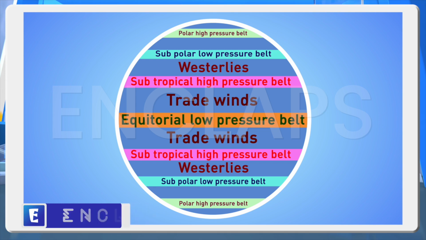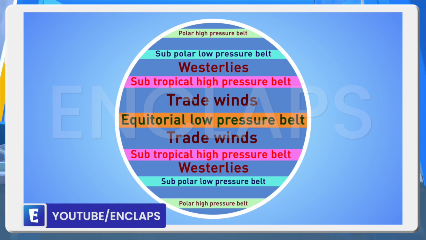Next is about westerlies. Westerlies are winds that blow continuously from the subtropical high pressure belt to subpolar low pressure belt. They are called westerlies because the direction of these winds is mostly from the west. Due to the vast expanse of oceans in the southern hemisphere, these westerlies are stronger in the southern hemisphere than in the northern hemisphere. Another interesting fact about westerlies is that they are known by different names in different latitudes.